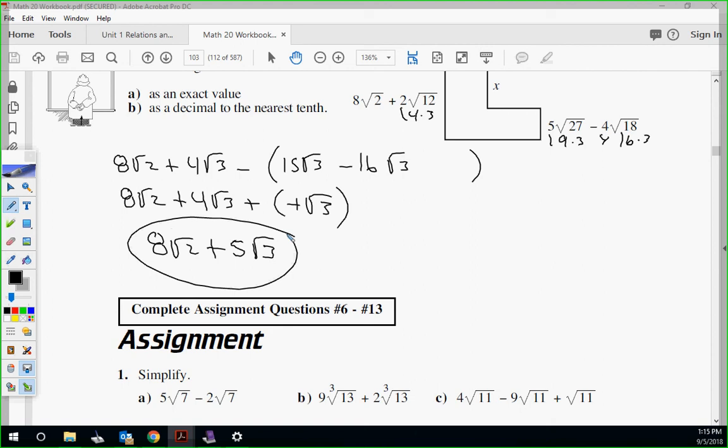Okay. And then for the decimal part, for part B, guys, you just calculate that. You can just put that in your calculator. Okay. All right. That's it for the lesson. Okay. Go ahead, Duffy. What do you got?